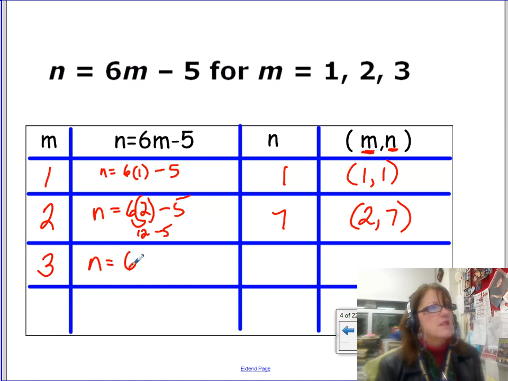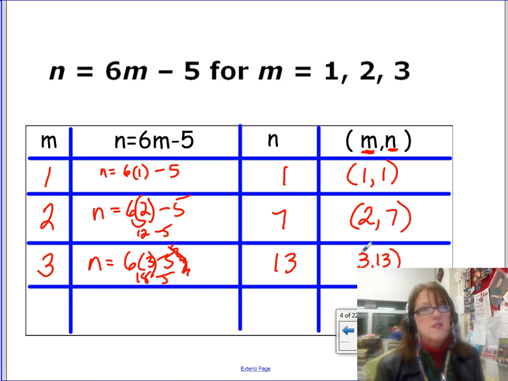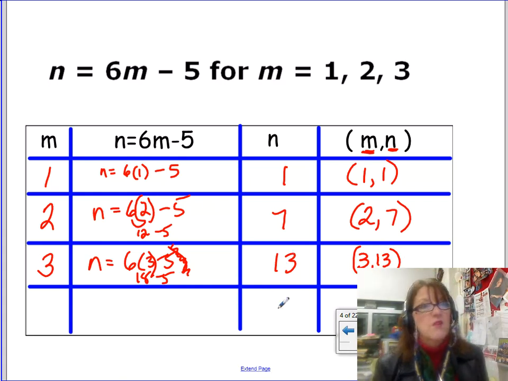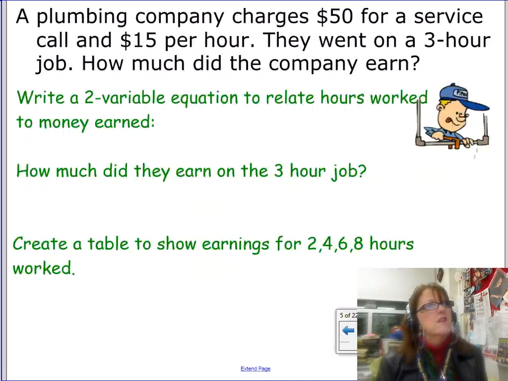Plugging in a 3, 6 times 3 minus 5. Oops, parentheses, ma'am. That's 18 minus 5. That gives me 13. So 3 comma 13 is a solution. And frankly, we could go on forever if we wanted and come up with a list that really goes on forever of solutions that work. All right, so here are 3 that work. You'll do that skill as well.